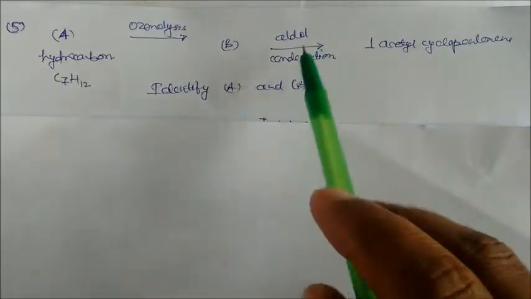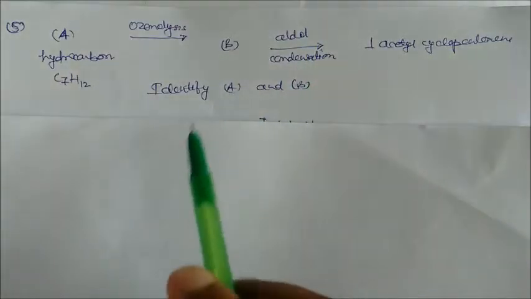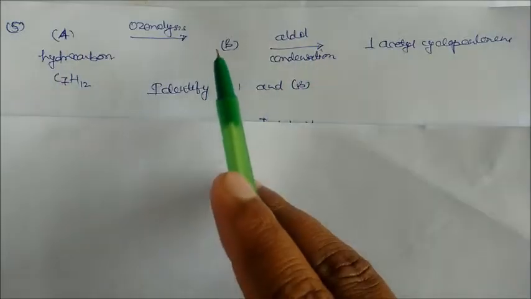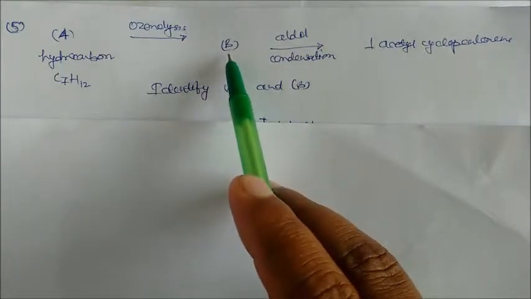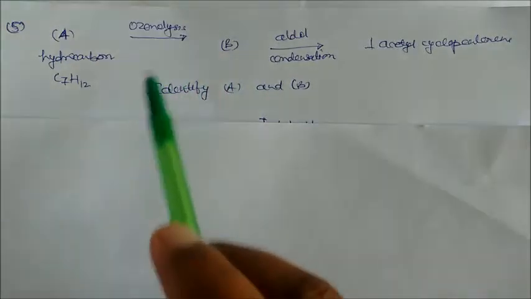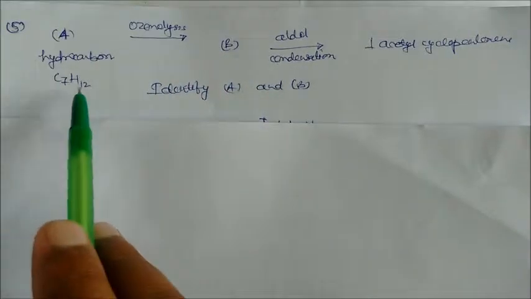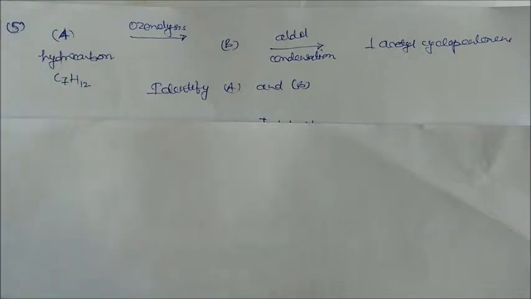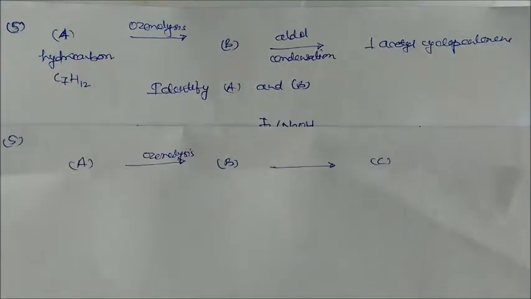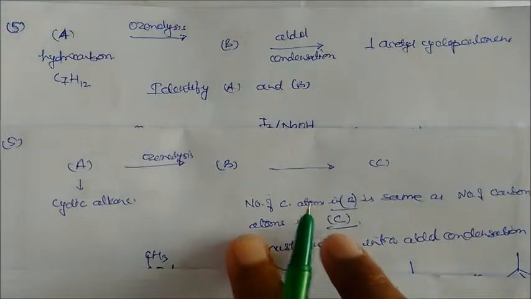So this is our big hint, and it is undergoing aldol condensation. That's why this must also be cyclic. Some cyclo compound is there, and this cyclo compound is obtained by the ozonolysis of hydrocarbon C7H12. This means that this must be your cyclic compound. So let us see how we can get these structures.